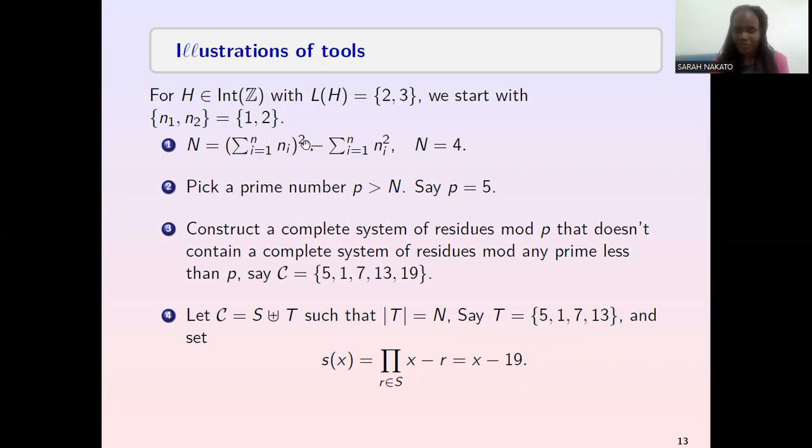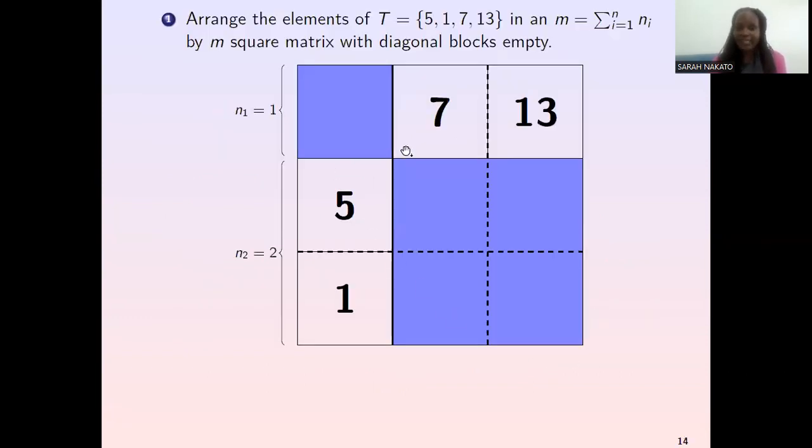That, like I said, is the reason for this. So we arrange this in an array, something like this. The size is the summation of the ni's. Our ni's, we had 1 and 2, so the summation is 3. We have a 3 by 3 matrix, and we've arranged our elements there, really arbitrarily. We can put them anywhere as long as our elements are all there.